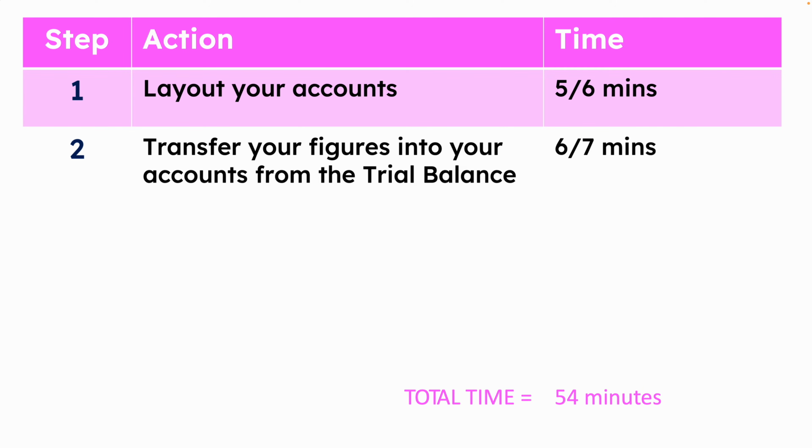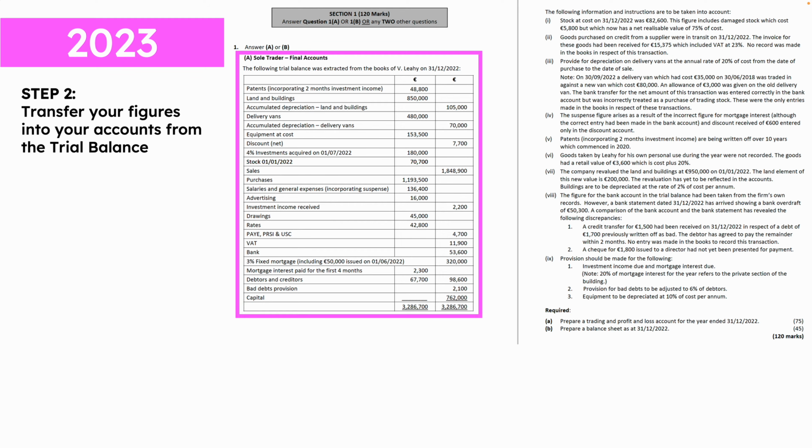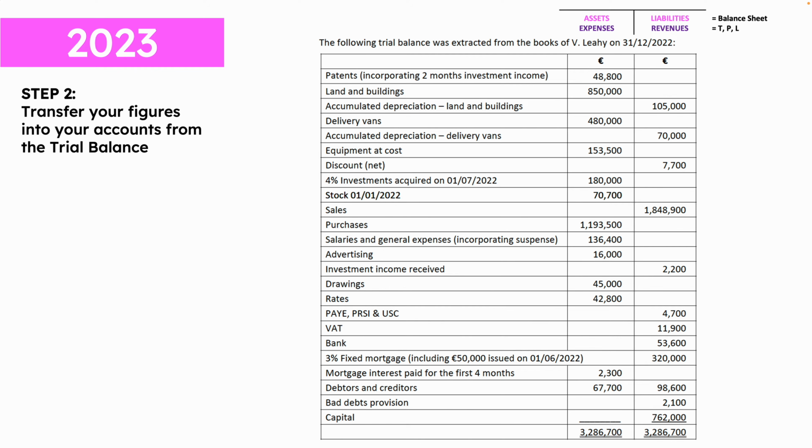Step 2, transfer your figures into your accounts from the trial balance. Okay, so at this point in time, we're just going to be looking at the trial balance. So we have to be very careful to remember that our assets and our expenses are on the debit side and your liabilities and revenues are on the credit side. Liabilities and assets go in the balance sheet and then expenses and revenues go in the trading profit and loss.